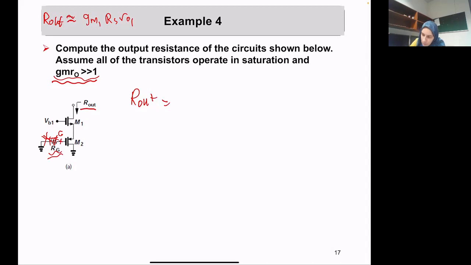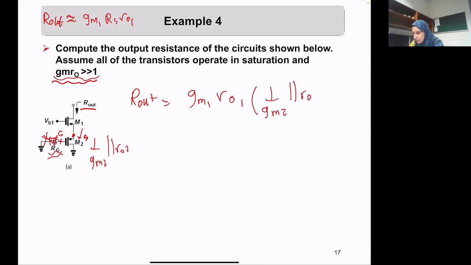Now we need to identify what our RS is here. Since we are looking from the source of M2, we will see 1 over GM2 in parallel with R out 2. Therefore my gain will be GM1 R out 1 times 1 over GM2 in parallel with R out 2.